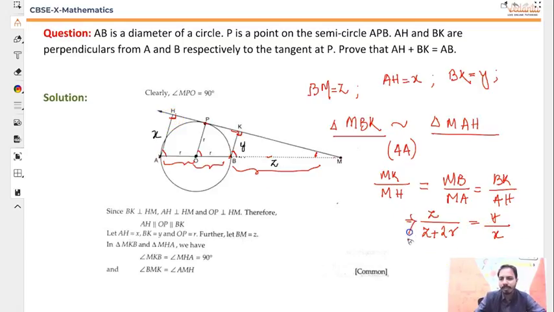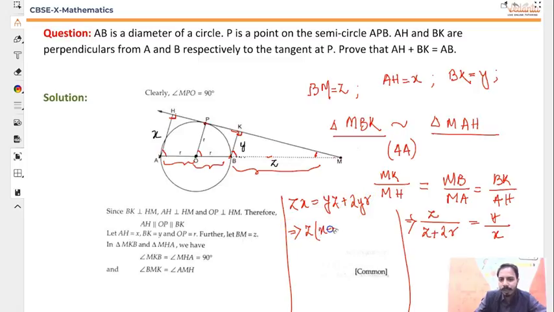So from here, if I try to simplify this, what do I get as the relationship of Z? Let me write it here. I can say that ZX is equal to, after cross multiplying, YZ plus 2YR. So from here I get ZX minus YZ is equal to 2YR, and from here I get Z is equal to 2YR by X minus Y. Let me say this is point number 1.